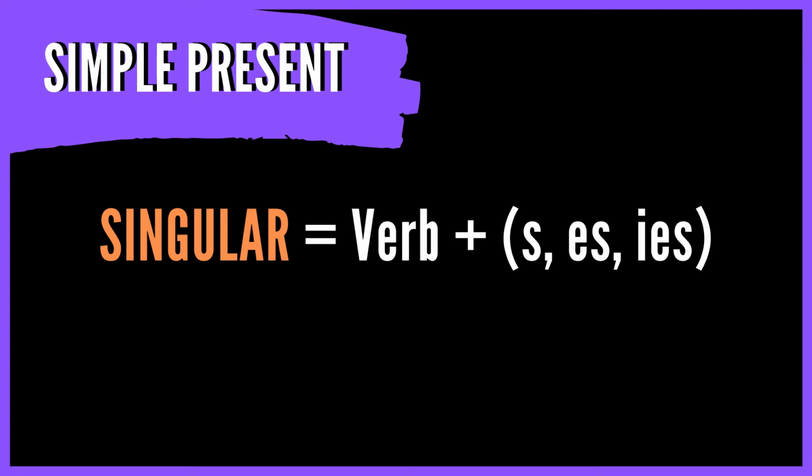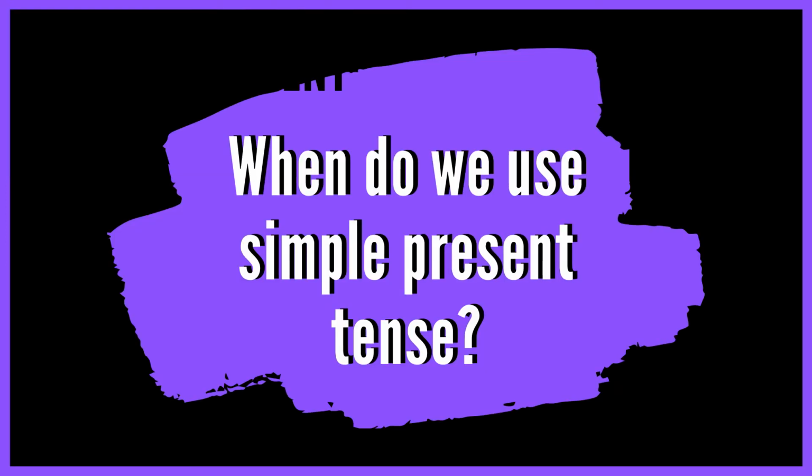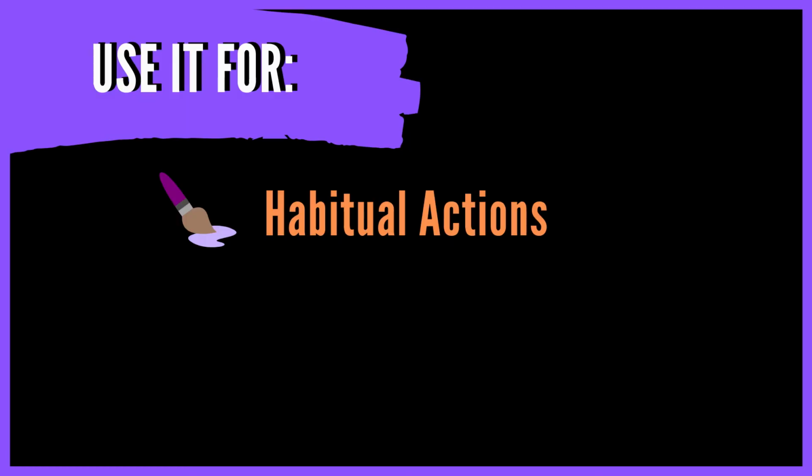To express a verb in simple present tense, you have to add s, es, or ies to your verb if your subject is singular, and let the verb remain in base form if the subject is plural. But the question is, when do we use a verb in simple present tense? First, we use simple present tense to express a habitual action or an action done on a repeated basis.